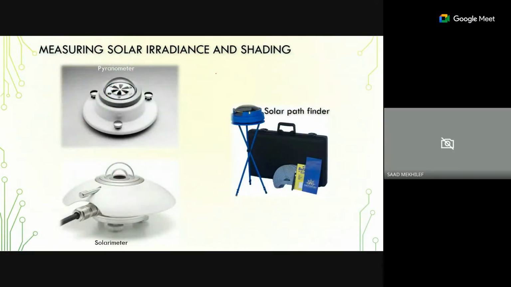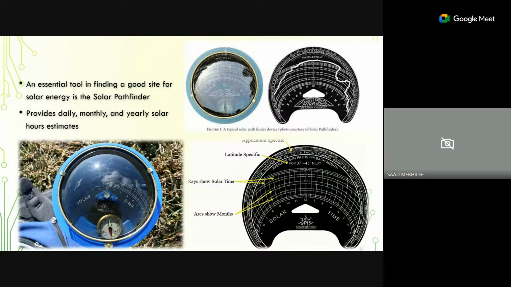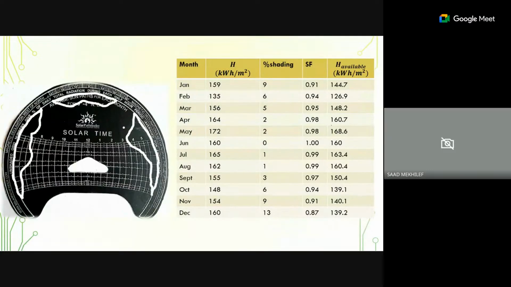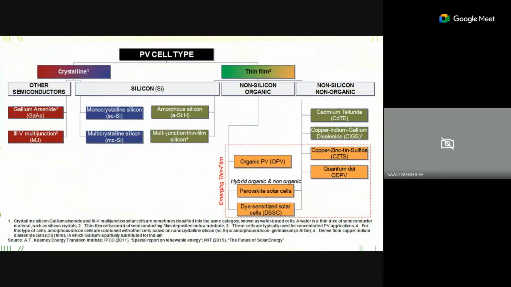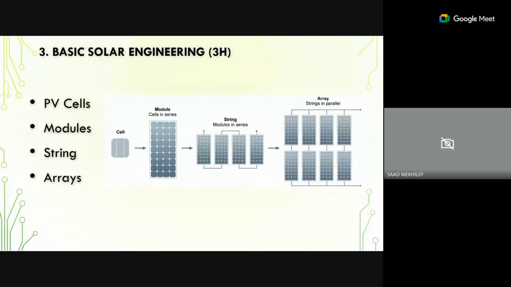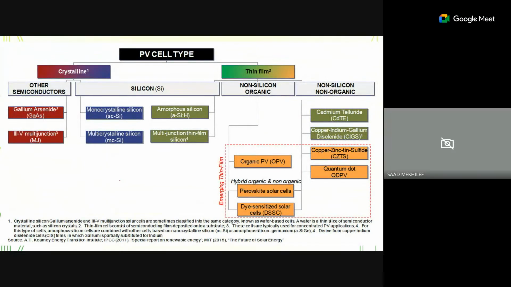I think I mentioned before the solar pathfinder we use. I think this is how it looks. This is how the month and the hour look for each location. All right, I think we have explained this from cell to module to string in PV modules. PV cells we already explained yesterday. This is more detail.